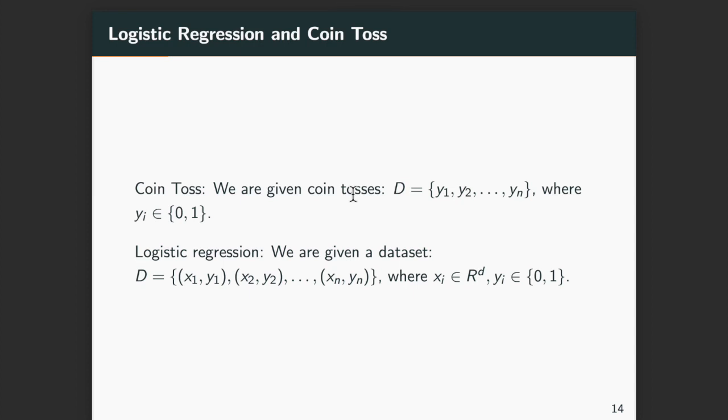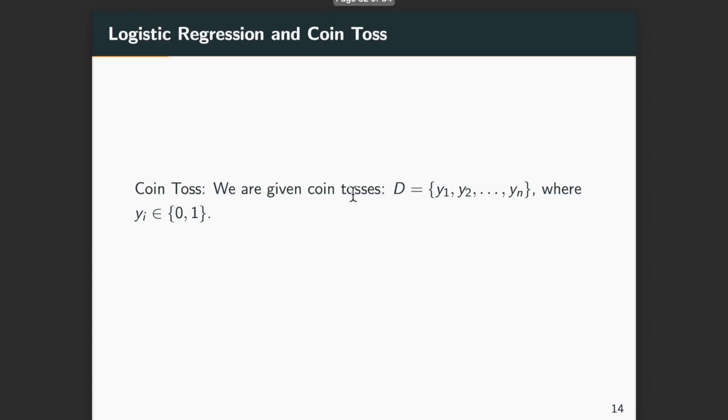For coin tosses, we know that the data set consists of only y's, right? Each yi is either 0 or 1, indicating heads or tails. In logistic regression, we also have the input x. We're trying to learn the relationship between input x and the output y. That is important, but our y's are still either zeros or ones, class 0, class 1. So in that regard, coin tosses and logistic regression both have the same kind of y variables. They're both zeros or ones.